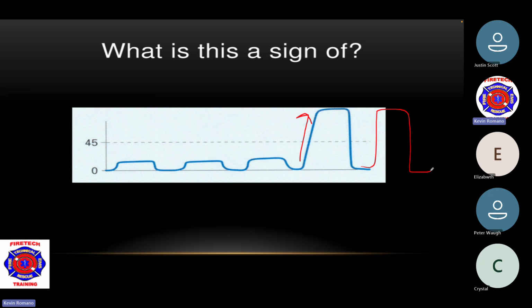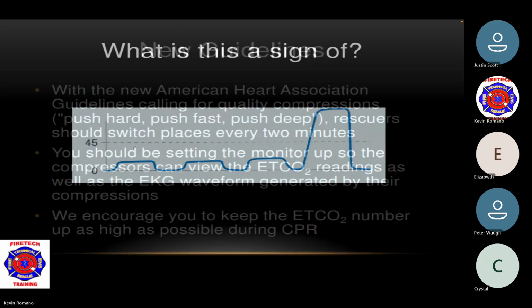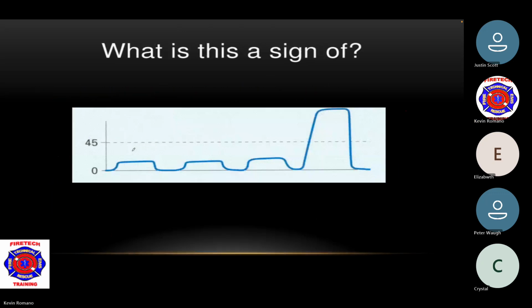What would that mean to you? Oop. Right, CPR here. Keep going, keep going. Sudden spike in end tidal. What would that indicate to you guys? Back there? What was that? Ross back? Yeah, you're starting to get pulses back. The patient's starting to perfuse now.